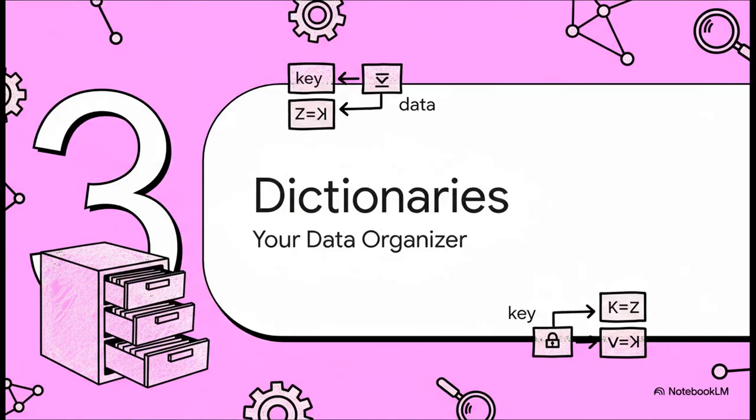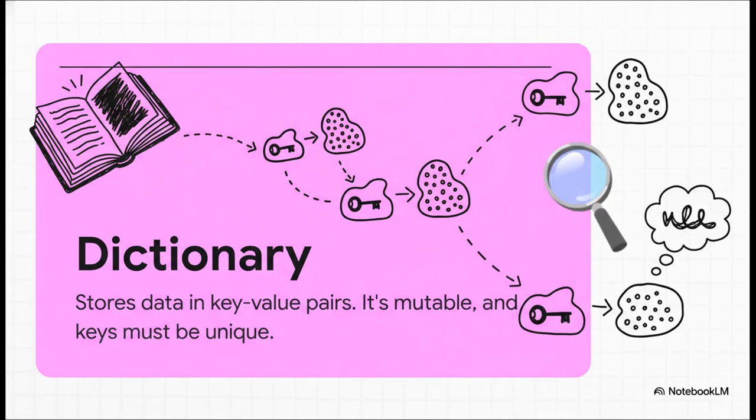All right, we've got our flexible wrench, our specialized tools. Now it's time for the master organizer of our toolbox, the dictionary. If you want to keep your data perfectly labeled and easy to find, this is your guy. So here's the big idea. Instead of storing items in a numbered line, a dictionary stores information in pairs. You have a unique key, which is like a label, and then you have the value that goes with it.